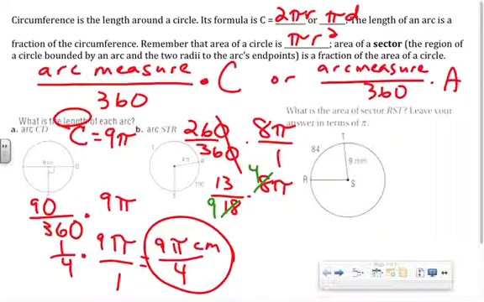Wait, how? Because I can reduce across the diagonal. By 2? 8 and 18 are both divisible by 2. Could you do it by 8? Is 18 divisible by 8? You absolutely can. Okay, so we'd have 52 pi over 9 feet.